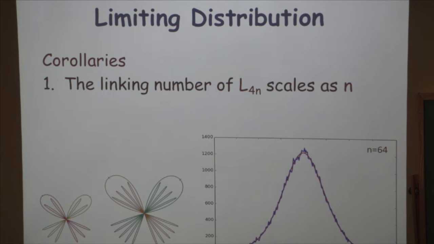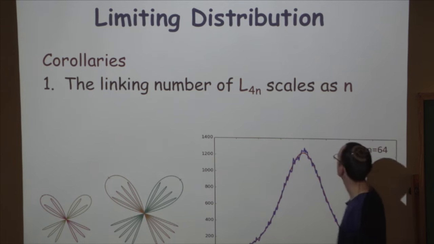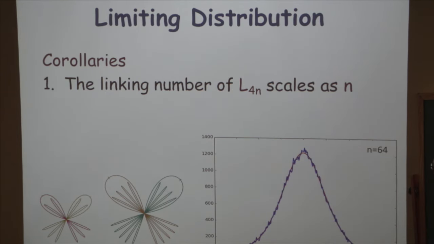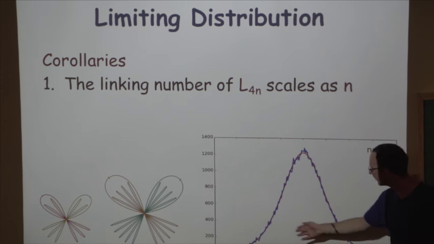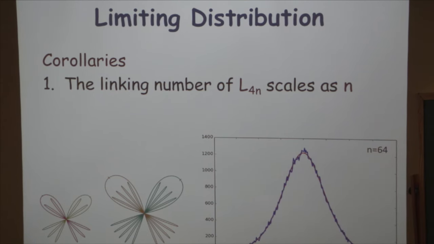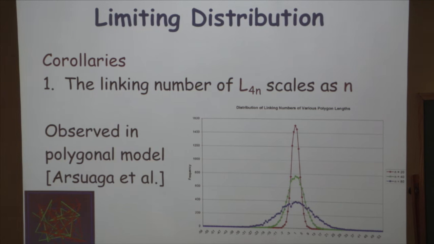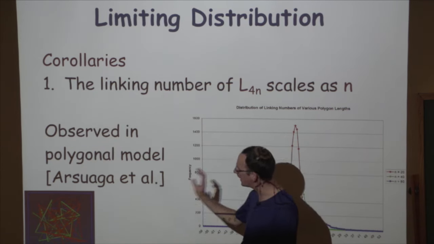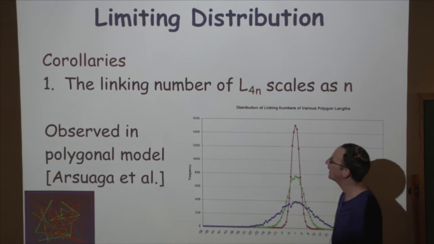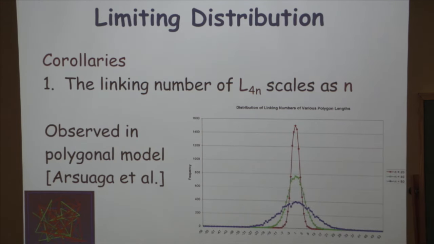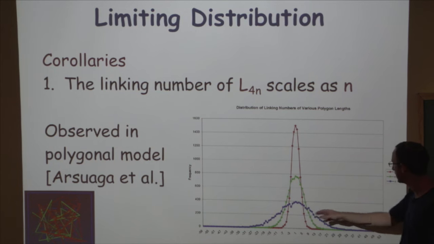So what does it tell us about the linking number of random links? First thing, as we said, it scales as n. Here n is 64, and indeed it's of order of magnitude 64, plus or minus. This phenomenon verifies something that was observed in another random model. We'll talk about it later. This is what it looks like. What they did was a numerical experiment in which they computed the linking number of random links, and what they saw is indeed something that scales as n.